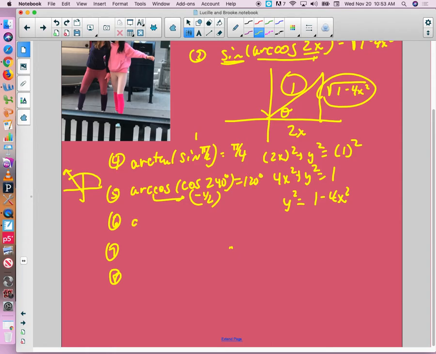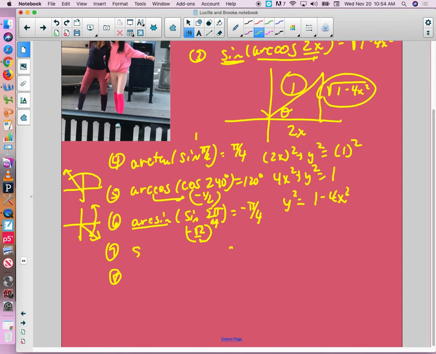Arc sine of the sine of 5 pi over 4. The sine of 5 pi over 4 is negative root 2 over 2. And when I go looking for an angle that gives me negative root 2 over 2, I'll find it down here. It would be negative pi over 4.